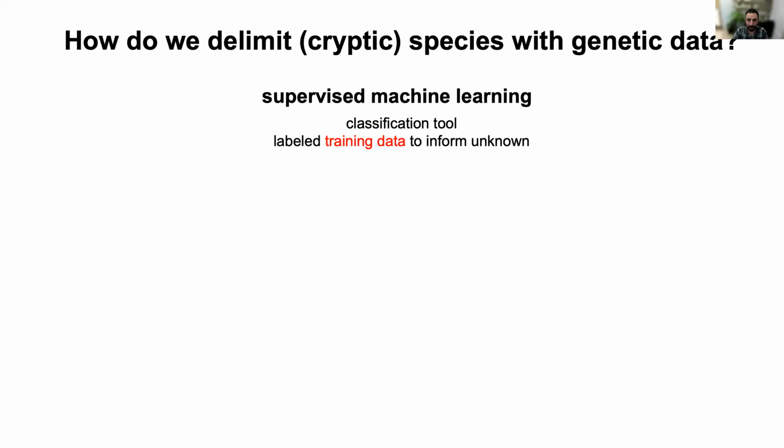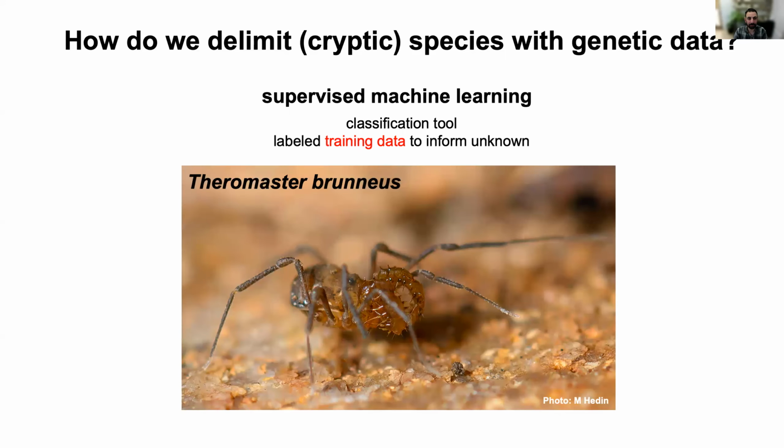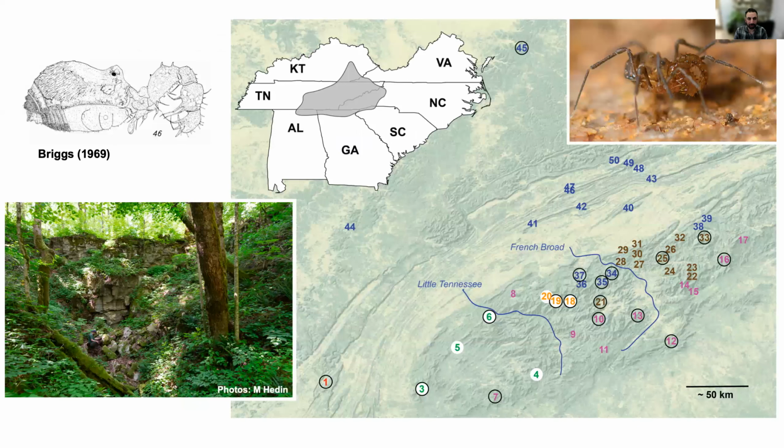Now, generally, these are classification tools where we can use a labeled training data set to inform an unknown data set. And I attempted this approach in this species called Theromaster brunneus. So this species is distributed in the southern Appalachian Mountains. You can find them in mesic forests underneath logs and rocks. Now, this species has an abnormally large geographic distribution for a single species of northern temperate Opiliones. That, coupled with the fact that the southern Appalachians are a biodiversity hotspot, makes us wonder about cryptic species within this lineage.